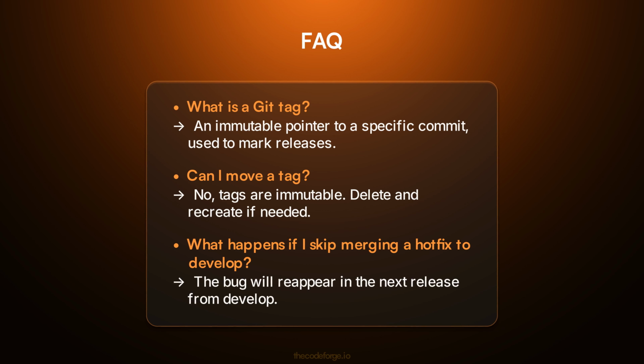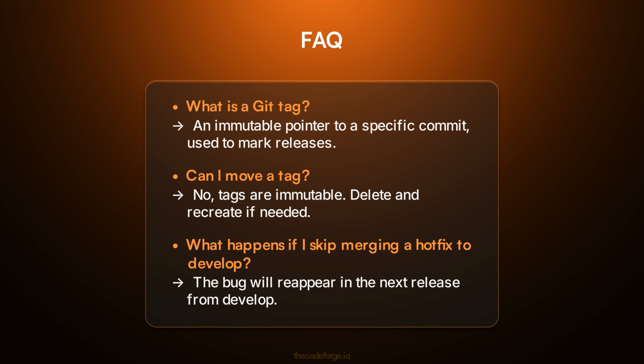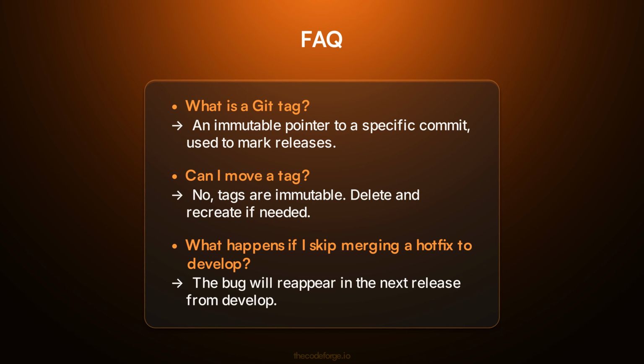And a few frequently asked questions. What is a Git tag? An immutable pointer to a specific commit used to mark releases. Can I move a tag? No, tags are immutable. Delete and recreate if needed. What happens if I skip merging a hotfix to develop? The bug will reappear in the next release from develop.